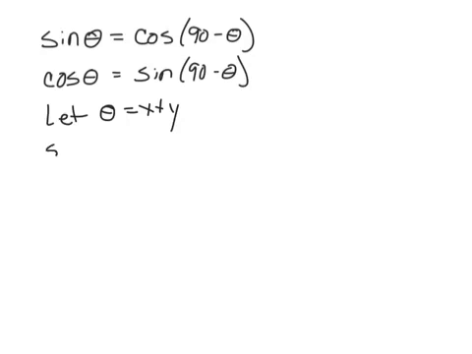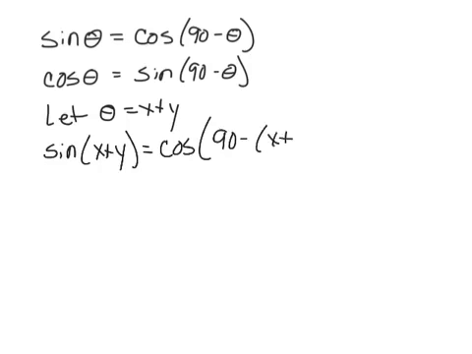So this is what we have: the sine of x plus y is equal to the cosine of 90 minus x plus y, in parentheses because we have that subtraction sign. So now I can distribute here, and this is going to end up being the sine of x plus y.